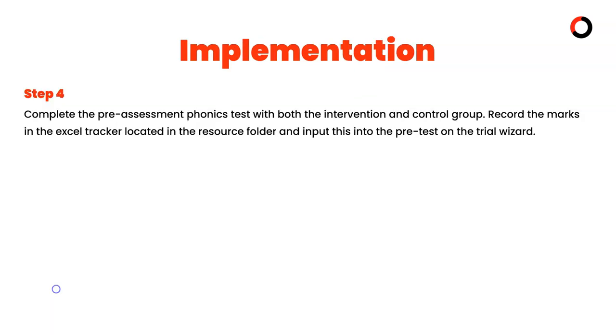Implementation. Step 4. Complete the pre-assessment phonics test with both the intervention and control group. Record the marks in the Excel tracker located in the resource folder and input the pre-test into the trial wizard. Because this is class data, it might be best to have another teacher or teaching assistant read out the scores to help input these into the platform.